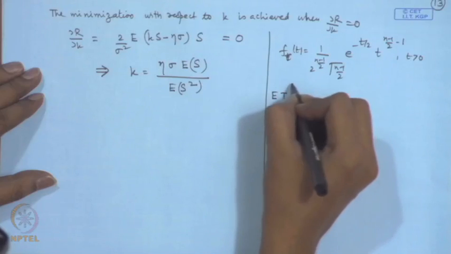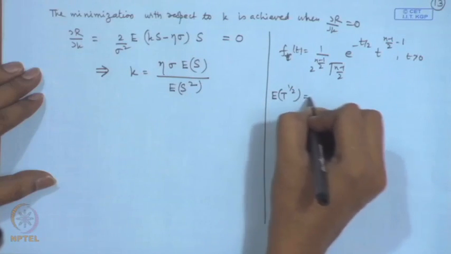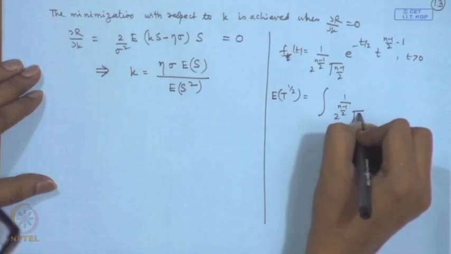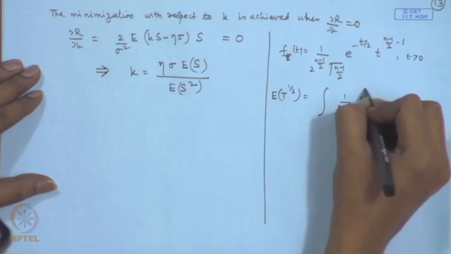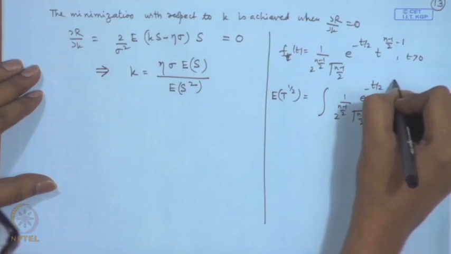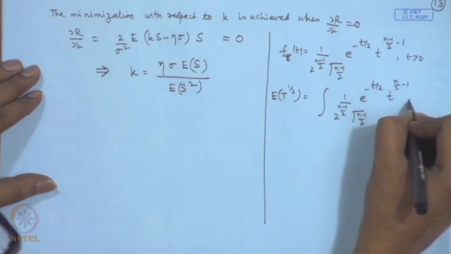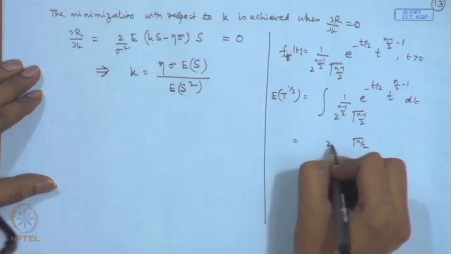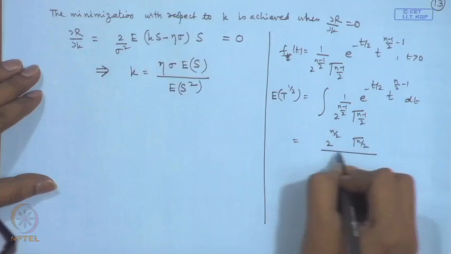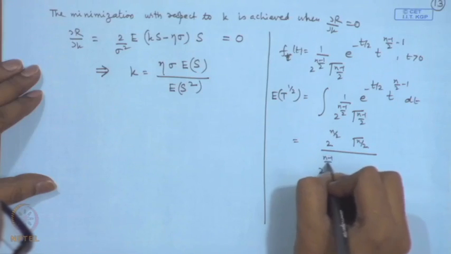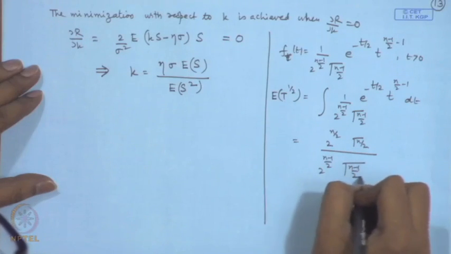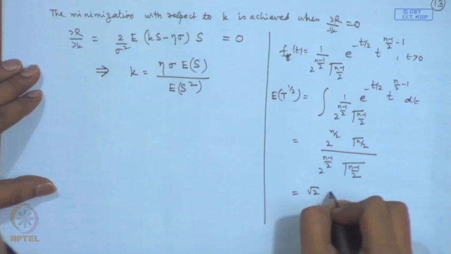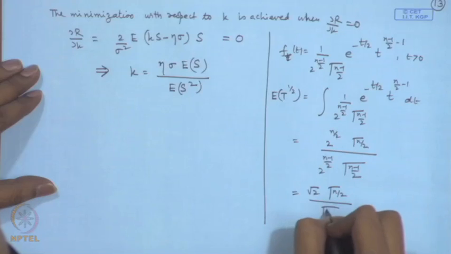So, expectation of t to the power half will be 1 by 2 to the power (n minus 1) by 2, gamma (n minus 1) by 2, integral of e to the power minus t by 2, t to the power n by 2 minus 1 dt. That is equal to gamma n by 2, 2 to the power n by 2 divided by 2 to the power (n minus 1) by 2, gamma (n minus 1) by 2. That is equal to root 2 gamma n by 2 divided by gamma (n minus 1) by 2.